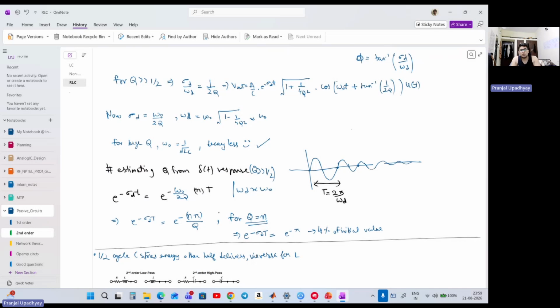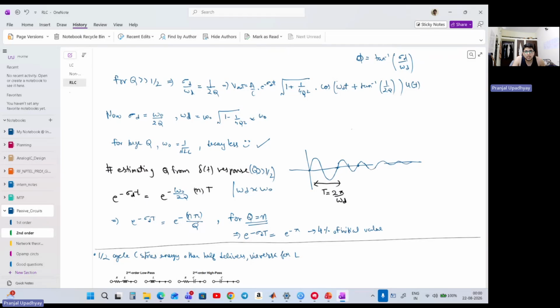This is what we are left with. Now, if we are able to count the number of complete oscillations, then we can establish the value of the Q factor also. So what we have to do basically is that when e to the power minus n pi by Q is written over here.